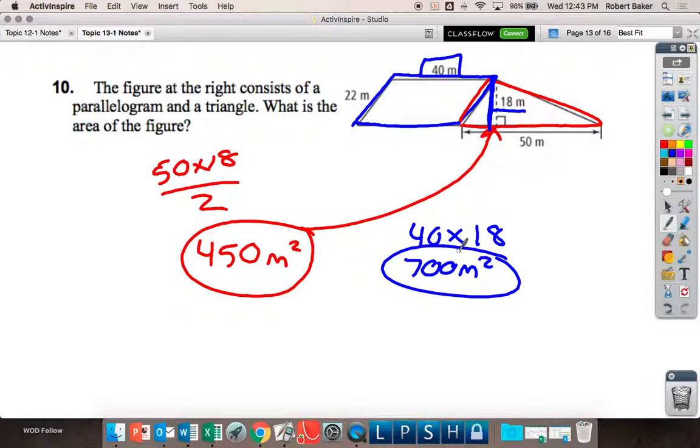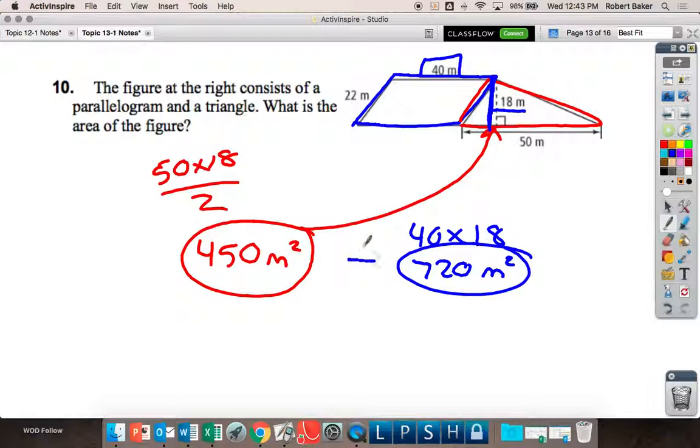And then you add those together. Then we add these together to get the area of the whole shape, which is meters squared. 1,170. It's 720. Oh, it's 720? Yeah. It's 720 kitties? 720 meters squared. Oh. So now we add those together, and we get 1,170 meters squared.